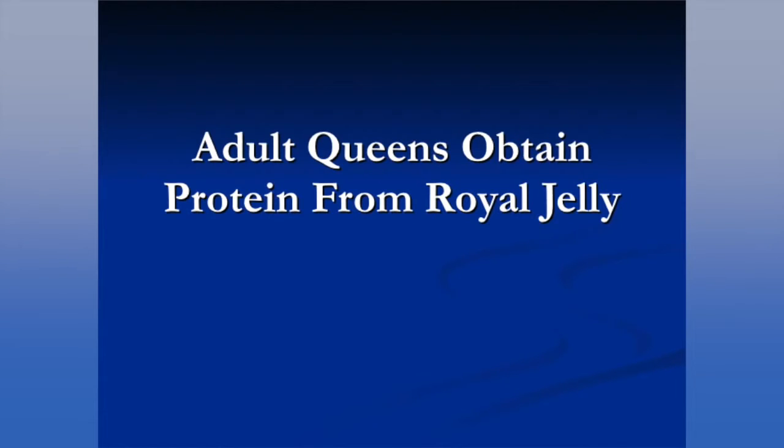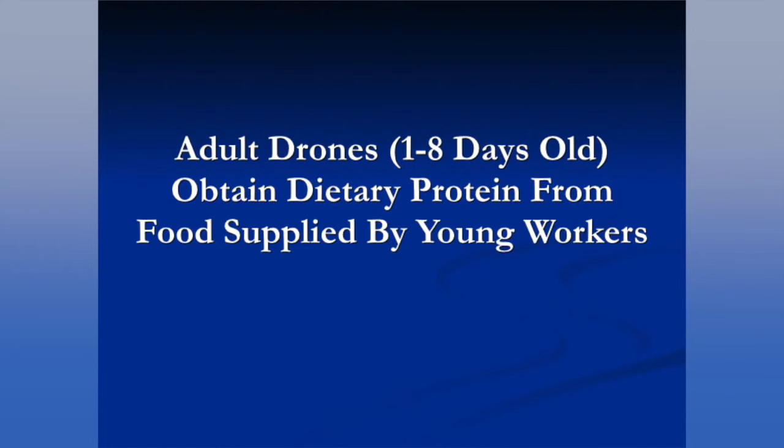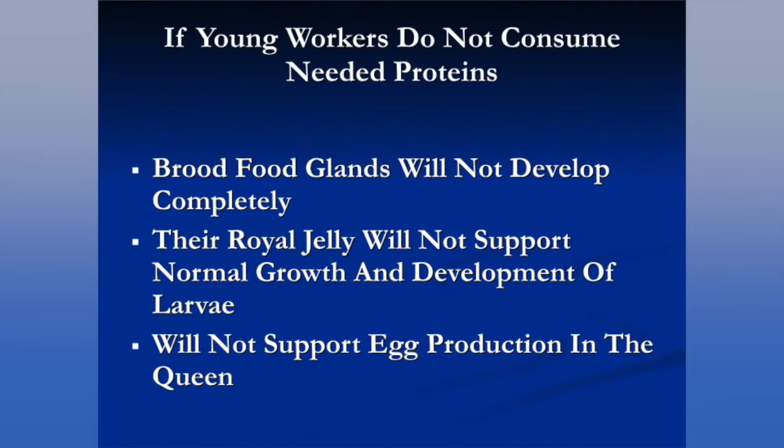Adult queens obtain protein from royal jelly that's fed to them by nurse bees throughout their egg-laying life. Adult workers obtain their protein from pollen, and it's necessary for the development of the hypopharyngeal or the brood food glands, as we'll point out in just a minute. The drones get their protein from food that's supplied by young nurse bees. They go around begging, and that's how they get their protein source. This is the important aspect of it.